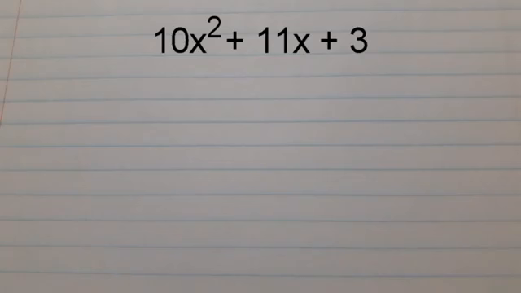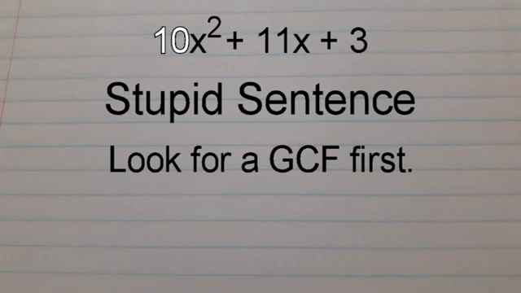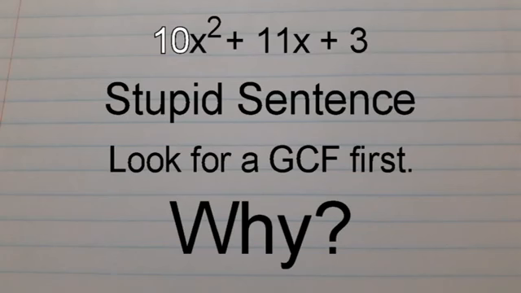In our last video, we talked about how we can factor trinomials with a lead coefficient other than 1 by using a method I called the stupid sentence. As we were learning that method, I mentioned that we always need to look for a GCF and divide it out before we can use the stupid sentence, but I didn't explain why. In this video, we're going to answer that question by looking at just one example.